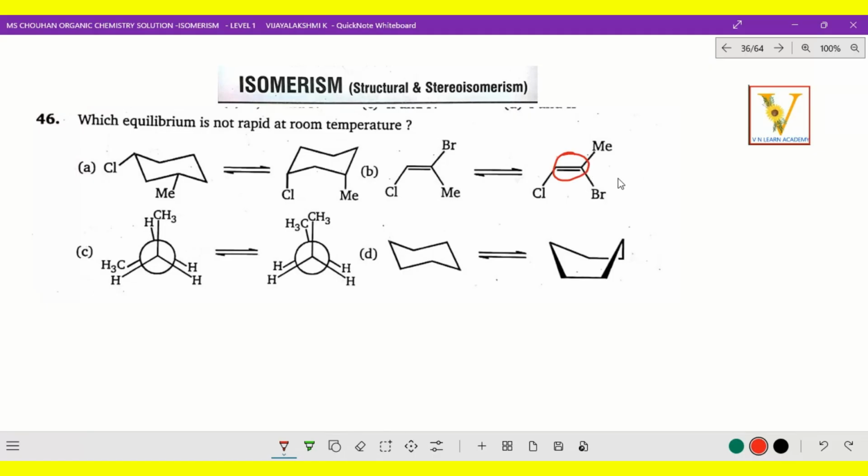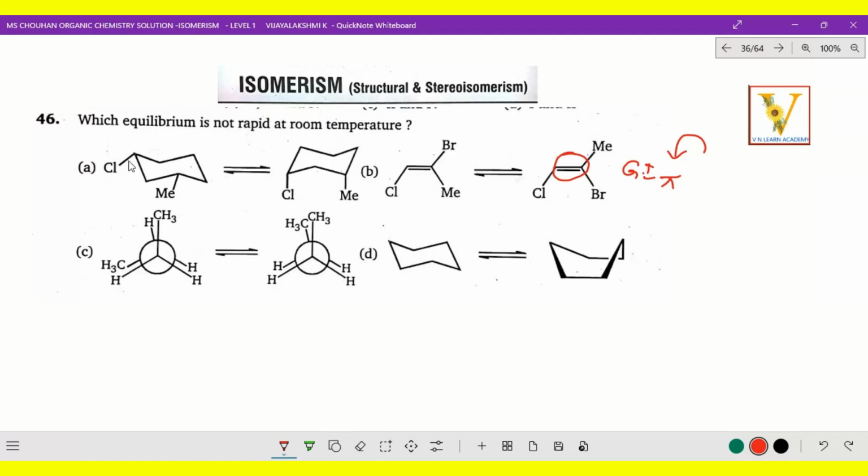Why can we not find it at room temperature? To break the pi bond we have to give high activation energy. That is the reason we cannot find free rotation in geometrical isomers usually. So for this question, the equilibrium that is not rapid at room temperature, you can find it in all of these.